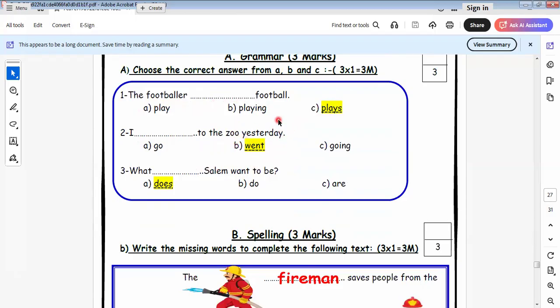Yesterday here means what? Expressing what? Past form. So I put the verb in the past. What does Salim want to be? Here it will be does.